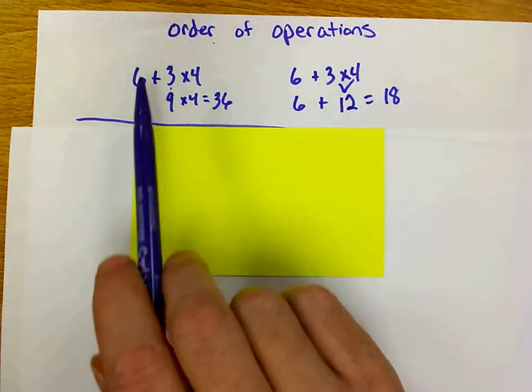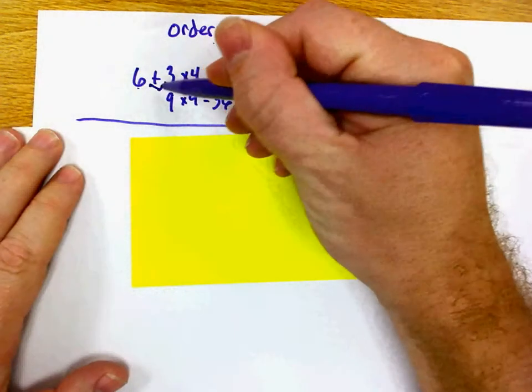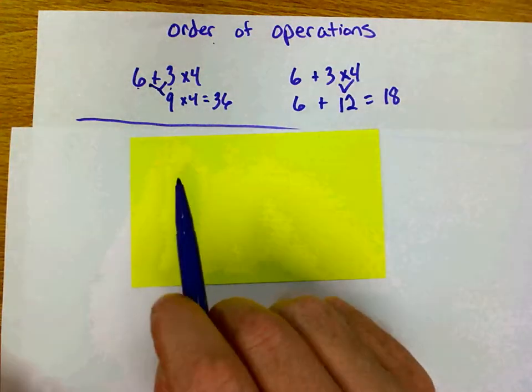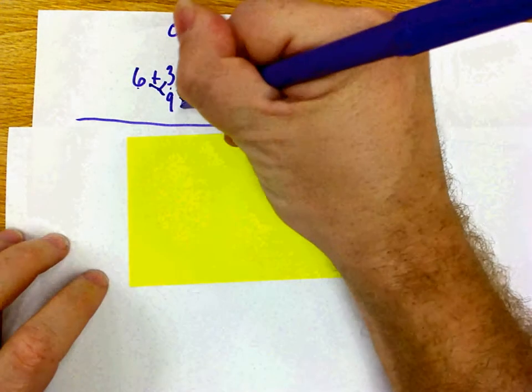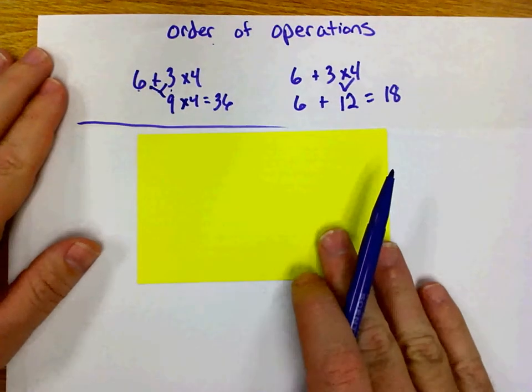if I add 6 plus 3, I get 9. So I did these two and put them together, and that went right there. And then I have to do my times 4. 9 times 4 is 36. And then if you went from left to right, that's the answer you'd get.